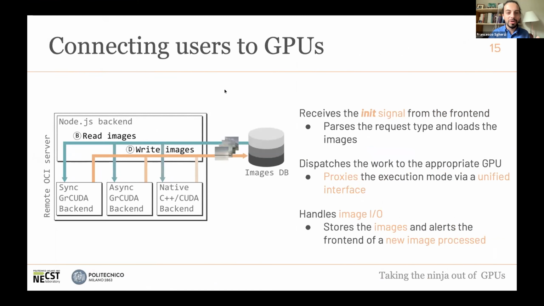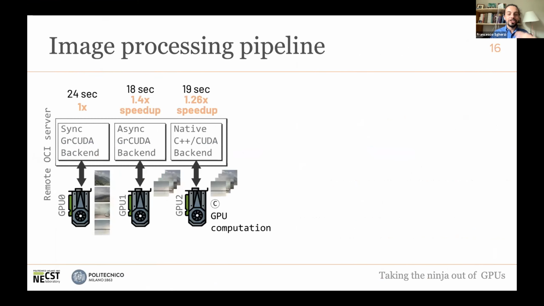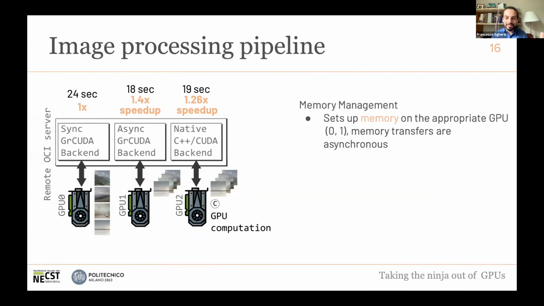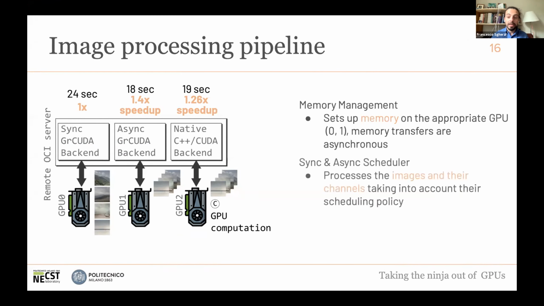And now let's take a look at what the GrCUDA backend is in charge of. Well, of course, it starts up by setting up the memory. So we have received the matrix from the OpenCV API, and so we create basically the buffers that need to be brought to the actual GPU.